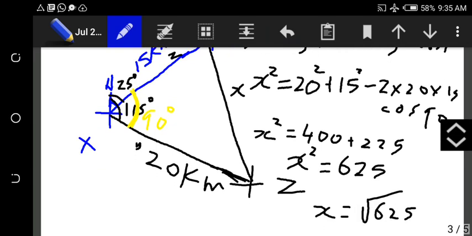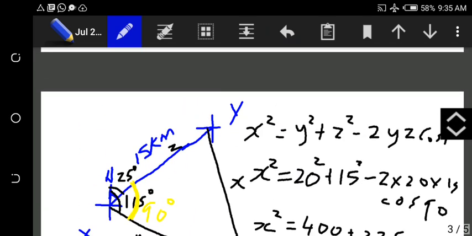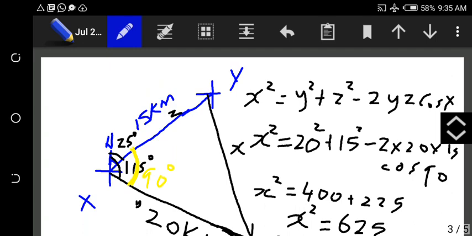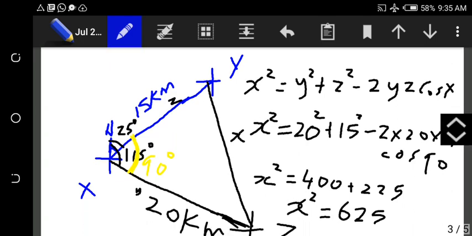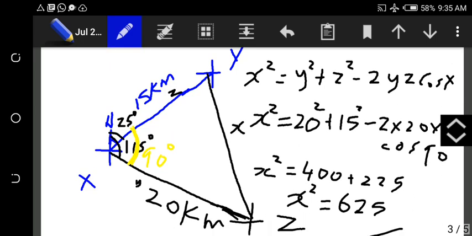So this is a typical problem on bearing, where you have to interpret the given word problem, turn it into a diagram, and then you solve. Okay, let's look at another problem.